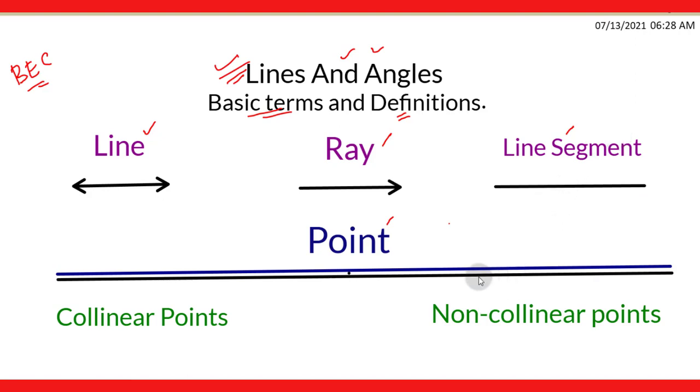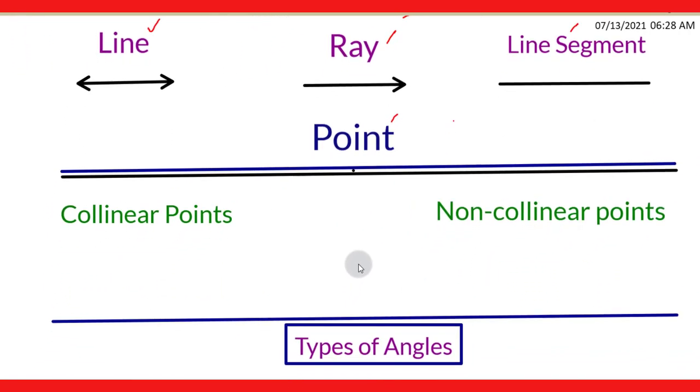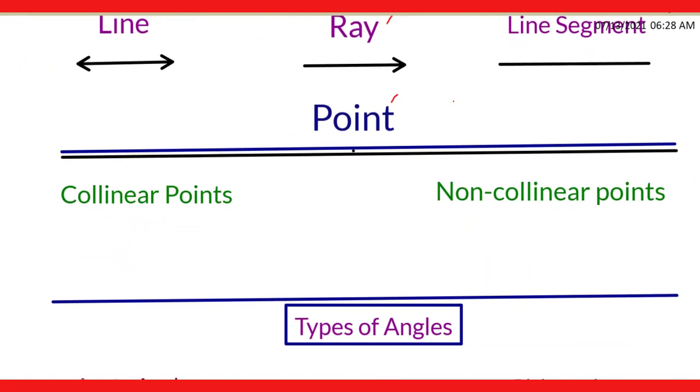Now the next terms that you have studied in the lower classes are collinear points. Collinear points means what? Three or more points that lie on the same line are called collinear points. And non-collinear points means what? It is three or more points that do not lie on the same line. These are three points that do not lie on the same line. So if you join this, it will not form a straight line, and therefore we call such points non-collinear points.